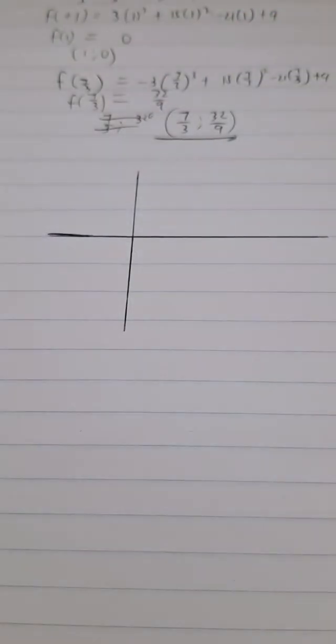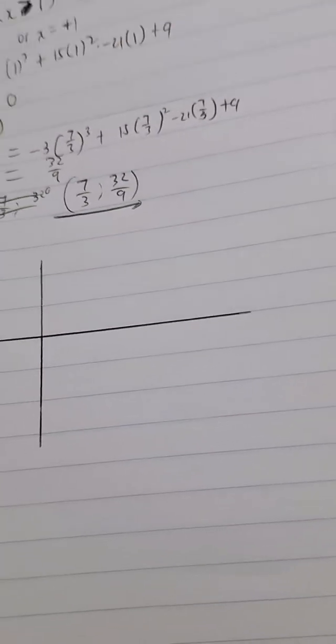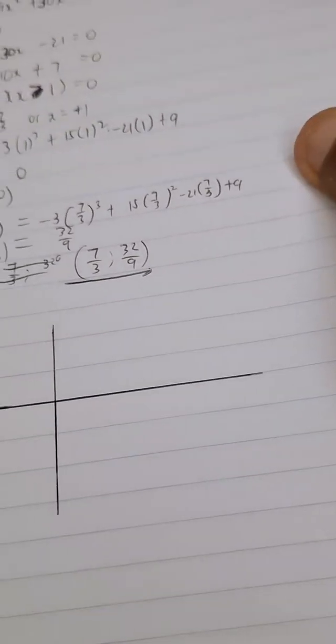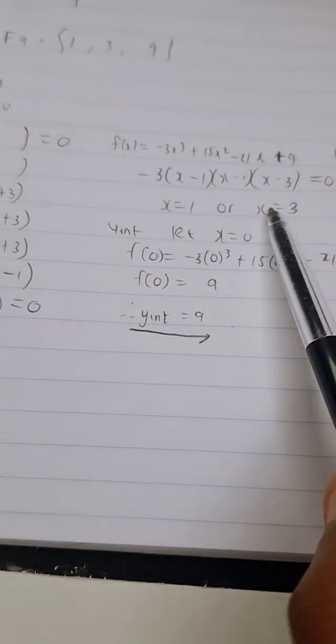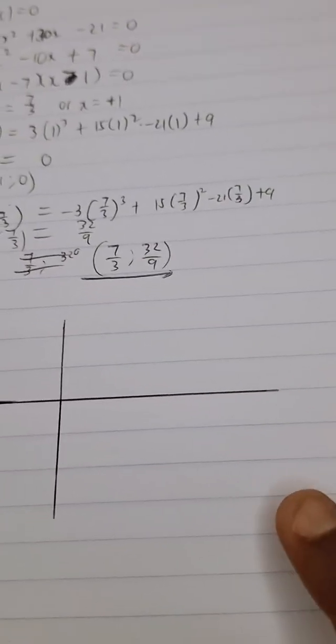So what do we have here? First and foremost, we have gotten our x-intercept and our y-intercept. So let's just go back a little bit. We've gotten those values, remember? Our x-intercepts, we got x is equal to 1, x equal to 3, and the y-intercept is 9. So the x-intercepts are 1 and 3, and the y-intercept is 9.